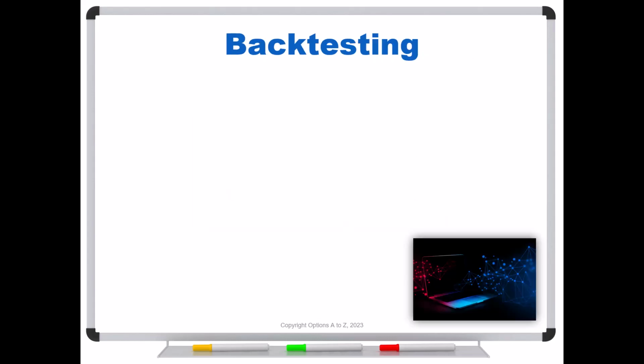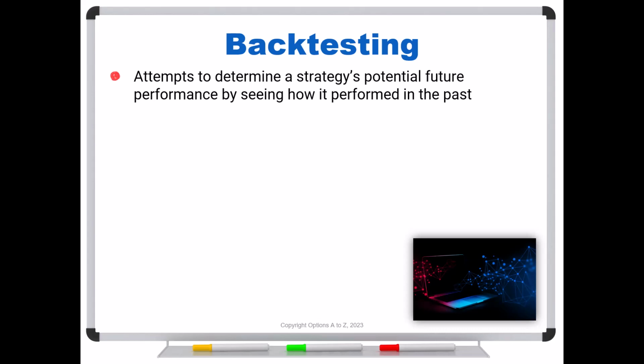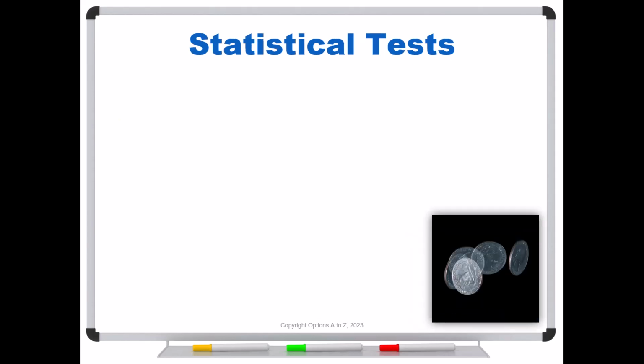So first off, what is backtesting? Well, it attempts to determine a strategy's potential future performance by seeing how it performed in the past. As I mentioned though, sounds good on paper, but there are many limitations. And so the first thing to understand is that whenever you're doing any type of a statistical test, pretty much all of them assume some type of stationary process. They are assuming that, let's say, the number of cards in the deck doesn't change and that we're not getting alterations to the rules and things like this.